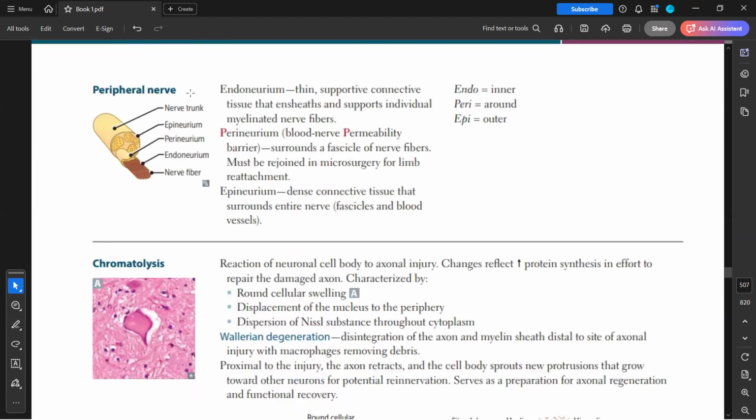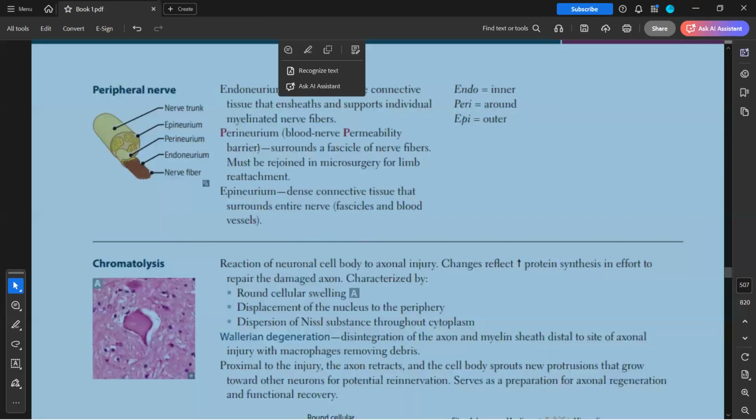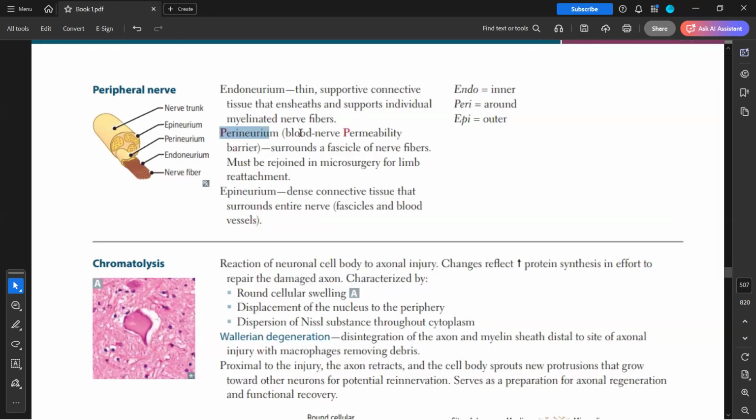Let's talk about peripheral nerve. We're here to talk about peripheral nerve. This is how they look. They are basically endoneurium, thin, supportive connective tissue that ensheaths and supports individual myelinated nerve fibers. Perineurium, blood-nerve permeability barrier around fascicles of nerve fibers, must be rejoined in microsurgery for limb attachment.